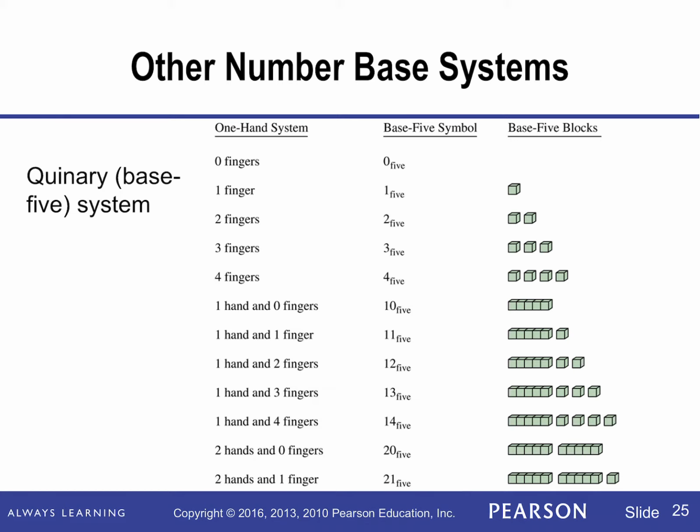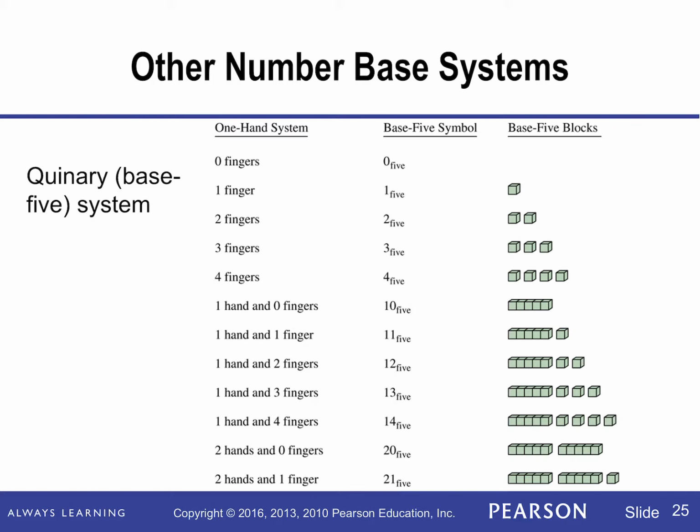Let's talk about other number-based systems. The number-based system that we are used to is base 10, right? Everything is based on powers of 10, but that's not the only way that we could describe numbers. So we're going to look at a couple other base systems, and we're going to start with the base 5 system because we can describe that system using our hands, okay?